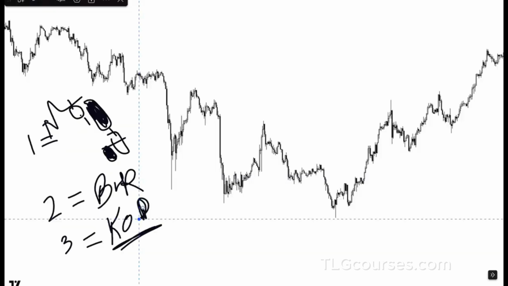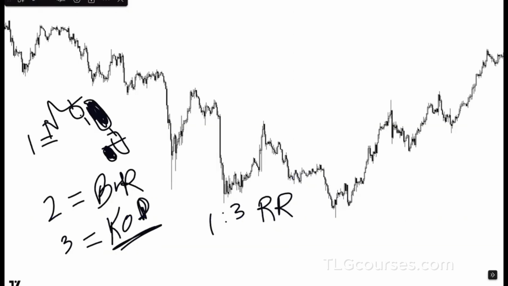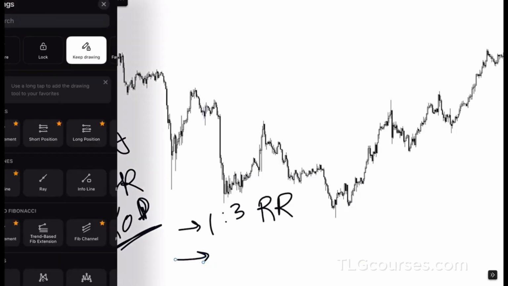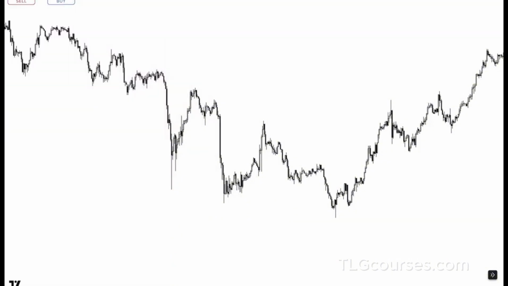Now aim for at least 1 to 3 RR with these entry models. All right? Usually you'll get a higher yield, but aim for at least 1 to 3. 1 to 3, not 1, 2, 3. Right? That's one thing. And let's see an example of each one on the chart we have right now.